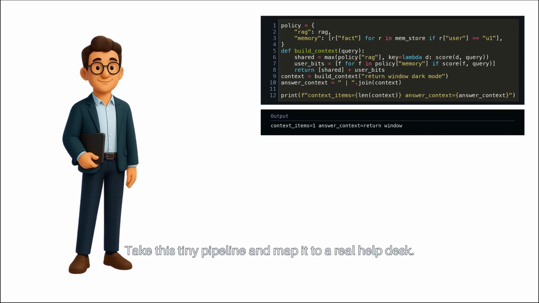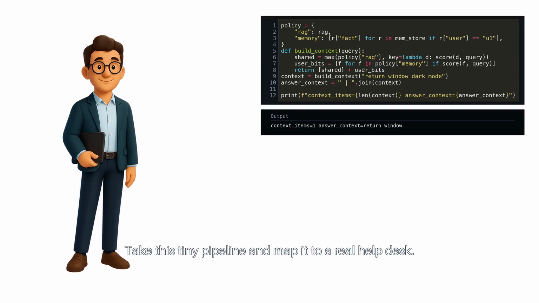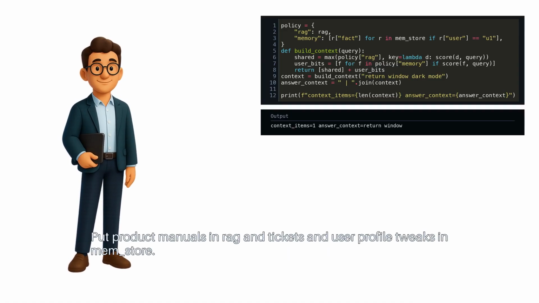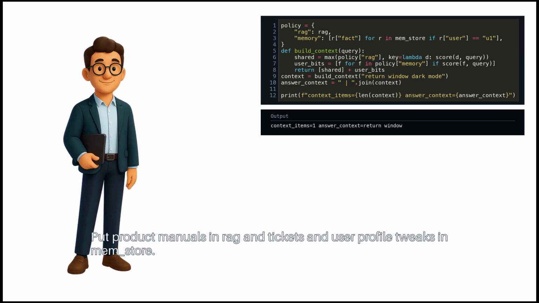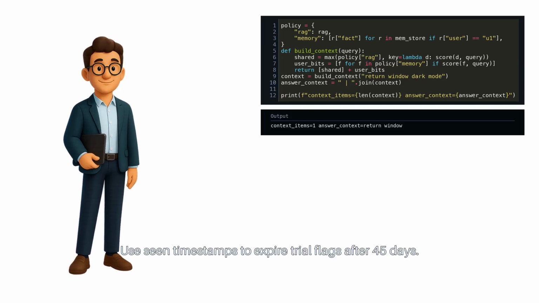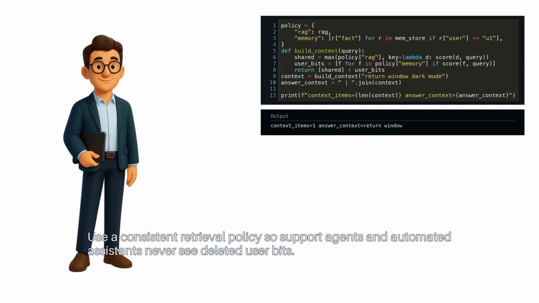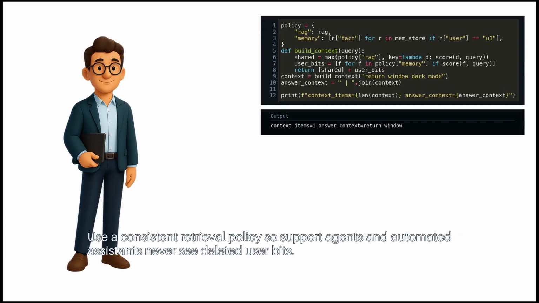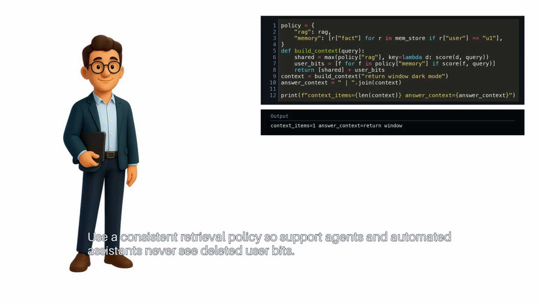Take this tiny pipeline and map it to a real help desk. Put product manuals in RAG and tickets and user profile tweaks in MemStore. Use scene timestamps to expire trial flags after 45 days. Use a consistent retrieval policy so support agents and automated assistants never see deleted user bits.